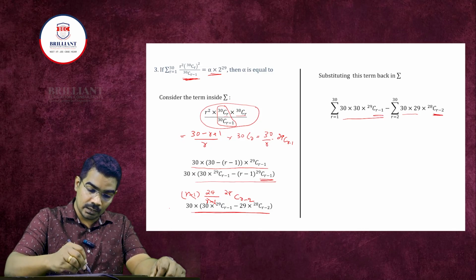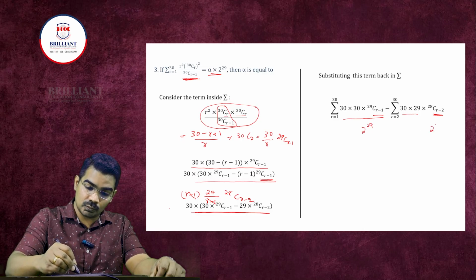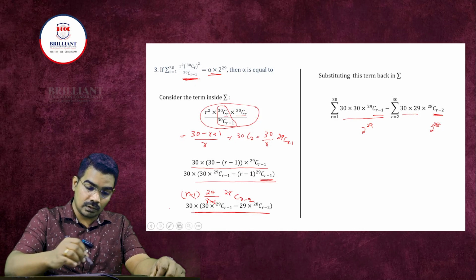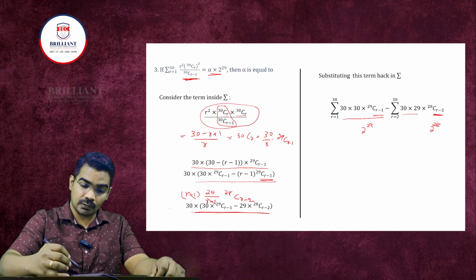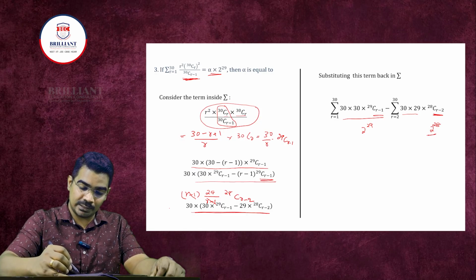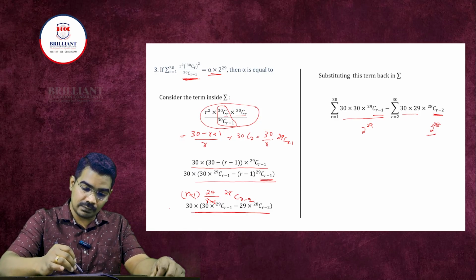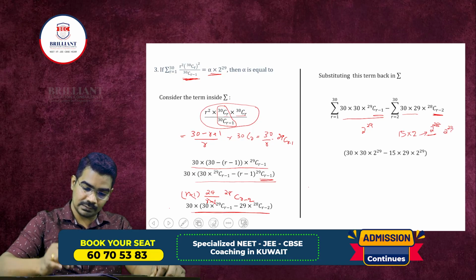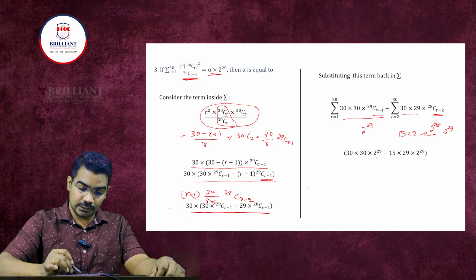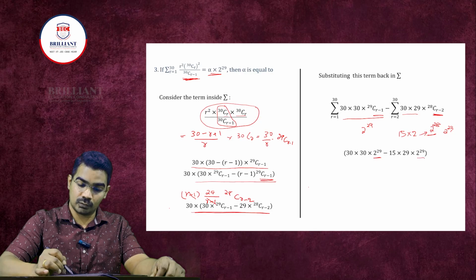So this will be nothing but 2 into 2 raised to 29, and here it will be 2 raised to 28. In the question, we have 2 raised to 29, so we have to convert this 2 raised to 28 into 2 raised to 29. That is, we can convert this 30 into 15 into 2 and take this to 2 raised to 28 into 2 raised to 29. So what we get is 30 into 30 into 2 raised to 29 here, and 15 into 29 into 2 raised to 29 here.